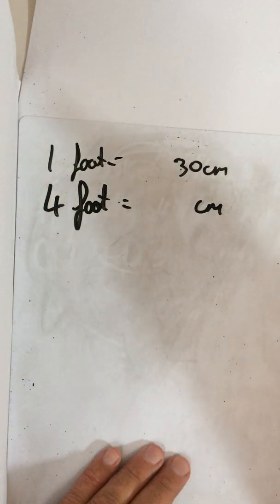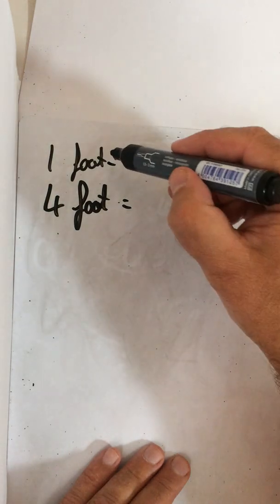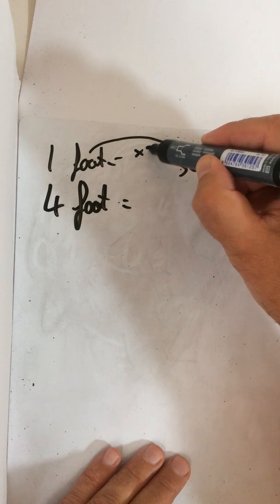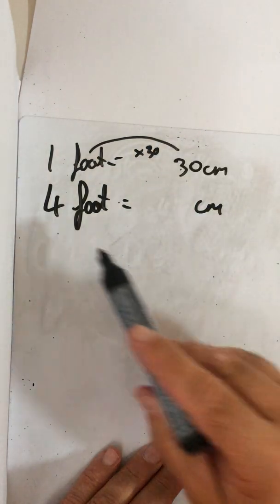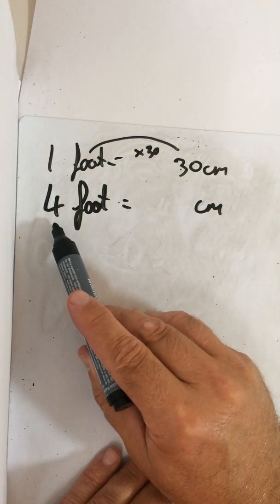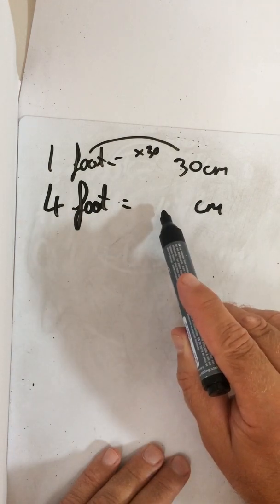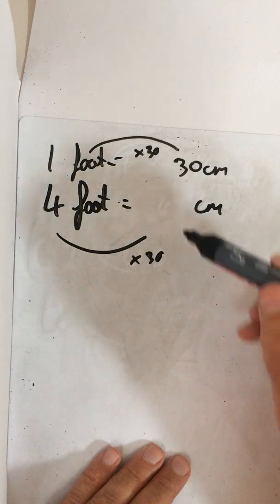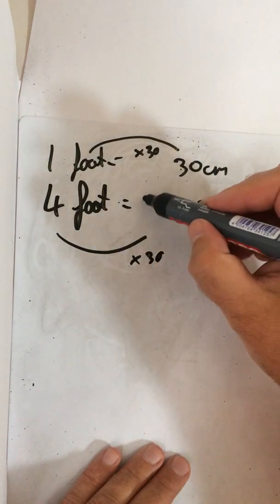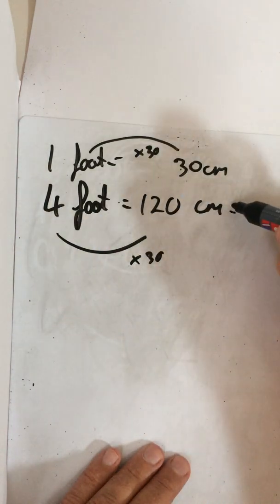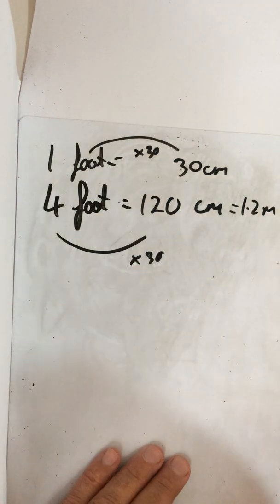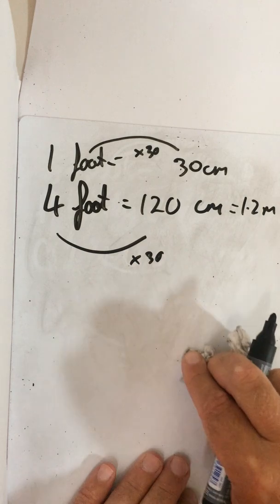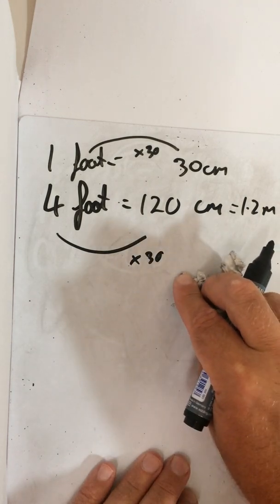And then from here we've got 2 different ways of going. We know we can go from 1 to 30 by timesing by 30. So that's one way of doing it. If we times 4 by 30, we get the answer. 4 times 30 is 120, so 120 centimeters, actually 1.2 meters as well. And in this one, it's probably equally easy either way.